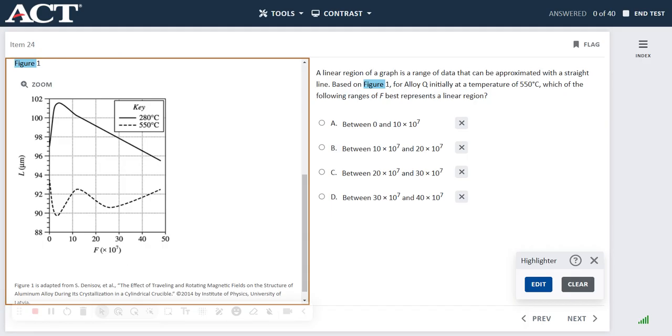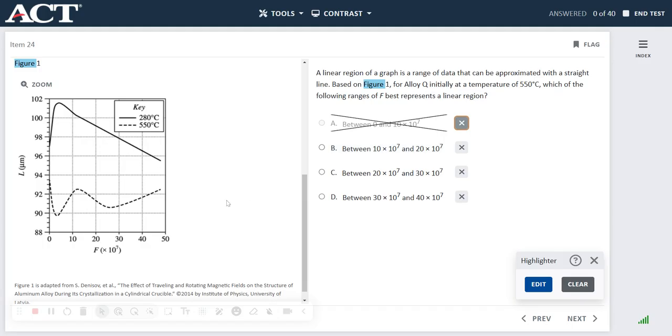Okay, 0 to 10 does not, so we're going to eliminate that one. 10 to 20, that does not, has a little curve there. 20 to 30, a little dip, probably not. 30 to 40, yeah, 30 to 40 looks like a straight line, so we're going to say D.